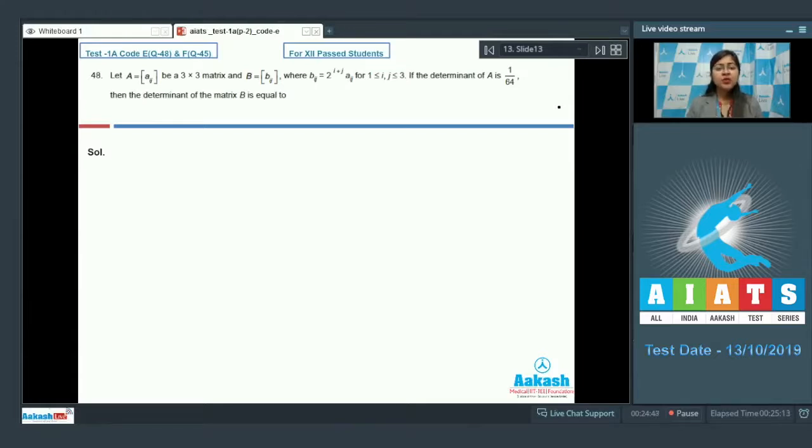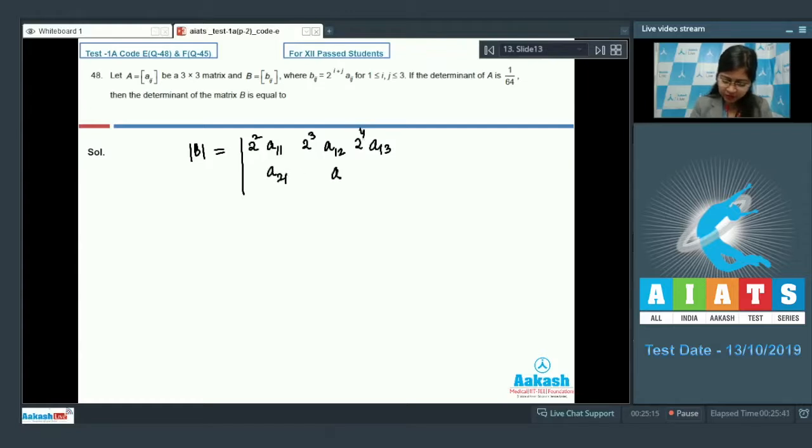For i, j going from 1 to 3, if the determinant of A is 1/64, we have to find the value of determinant of matrix B. Now let's write down determinant of B, that is equal to A11 2 raised to the power 2, A12 2 raised to the power 3, A13 2 raised to the power 4.